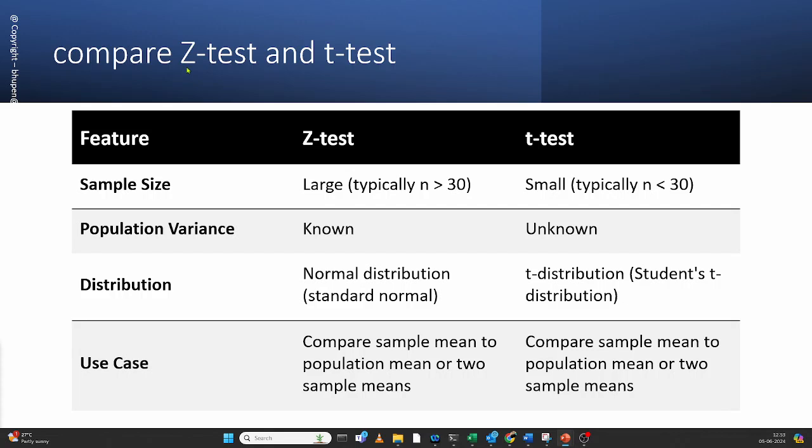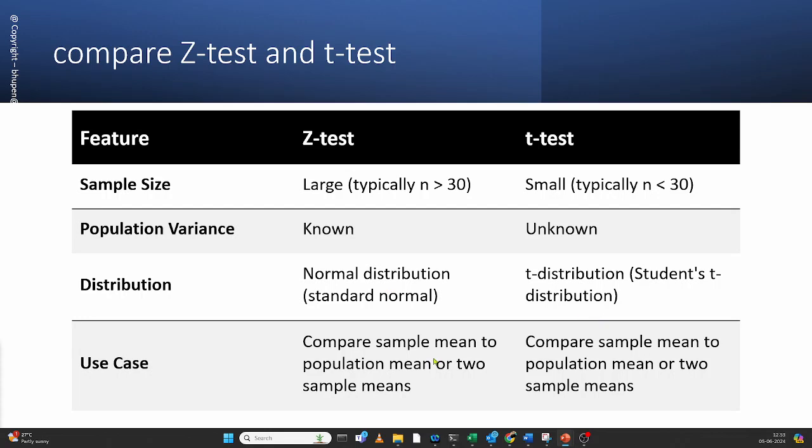So let's compare the z-test and a t-test. The sample size in a t-test is small. Sample size in a z-test is larger than 30. Population variance is not known in t-test, but it is known in z-test. Distribution is normal distribution in a z-test, but it is a t distribution in a t-test.